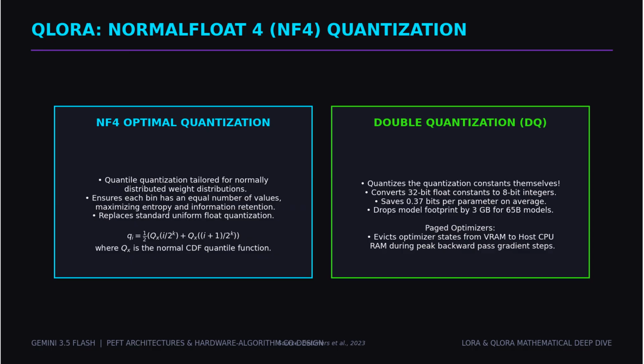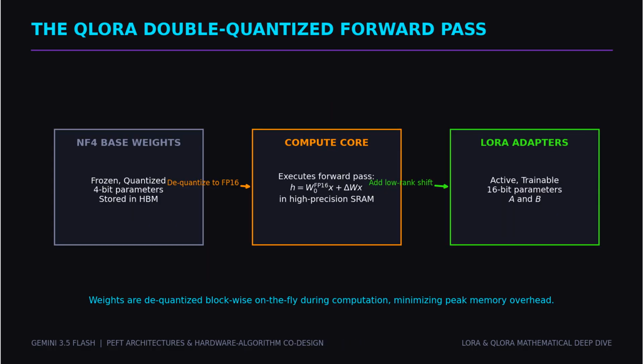even further. First, it uses NormalFloat, an information-theoretically optimal quantile quantization scheme for normally distributed model weights. Second, it employs double quantization, which quantizes the quantization constants themselves, saving an additional 0.37 bits per parameter. Finally, QLoRA uses paged optimizers, which leverage host-to-device memory paging to gracefully manage temporary memory spikes during backward passes.